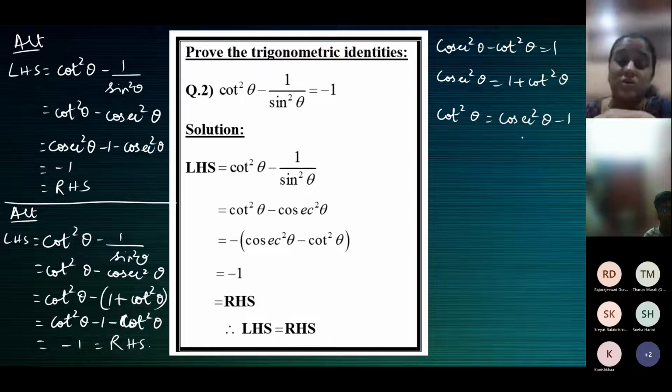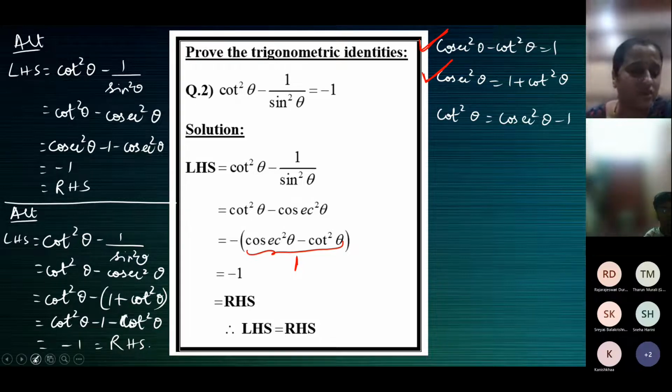So cot square theta is equal to cosecant square theta minus 1. Now see here, LHS. By using the one which is here, we use cosecant square theta minus cot square theta as 1. You can solve using this also, that is, cosecant square theta is equal to 1 plus cot square theta. See, that's what you see here.